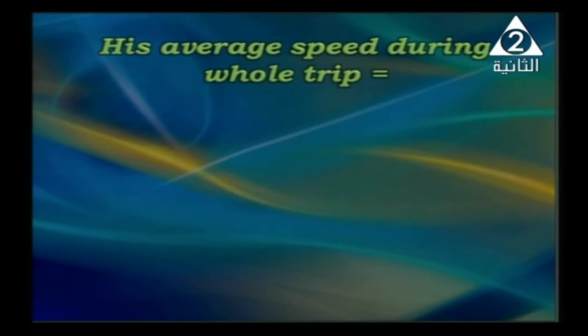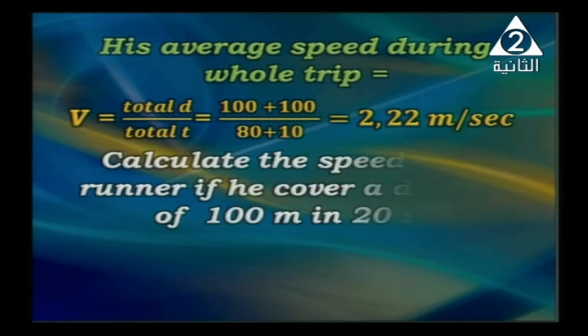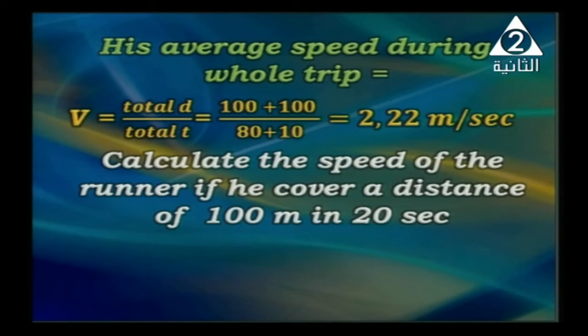After that, we have another part of this problem: his average speed during the whole trip. Average speed means total distance divided by total time, which is 100 plus 100 divided by 80 plus 10. It equals 2.22 meter per second.